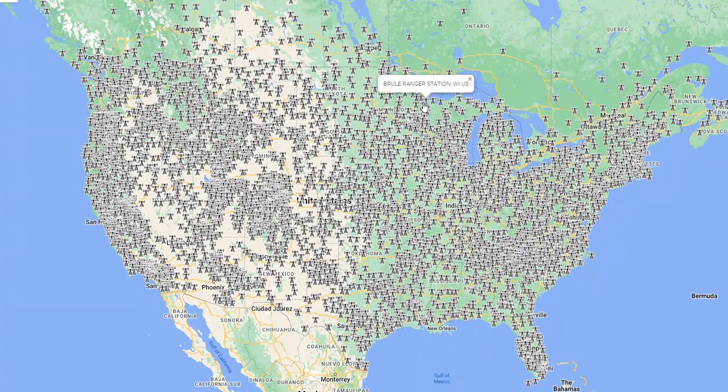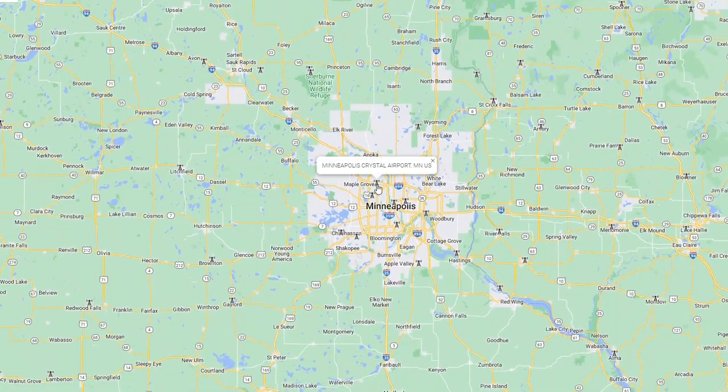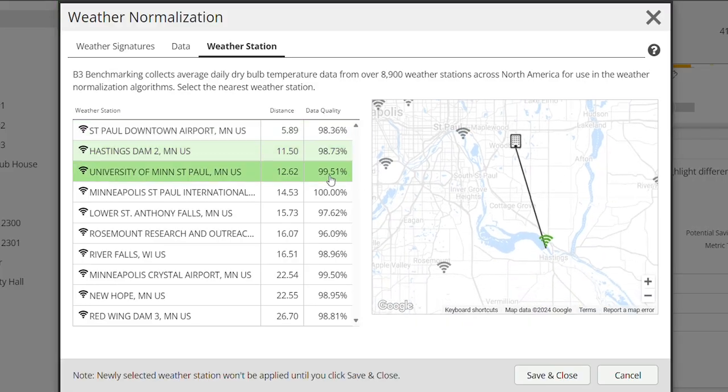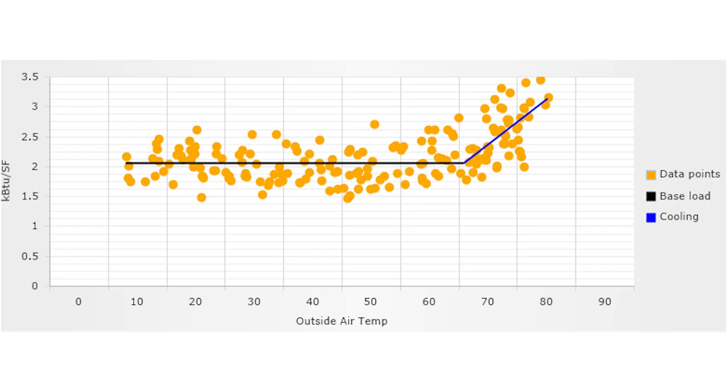Weather normalization begins with the gathering of actual energy usage and daily dry bulb temperatures from the nearest weather station. Weather stations are chosen automatically based on proximity, but they can be overridden in the weather normalization window. Actual usage is broken out into daily intervals and plotted against daily temperature readings.